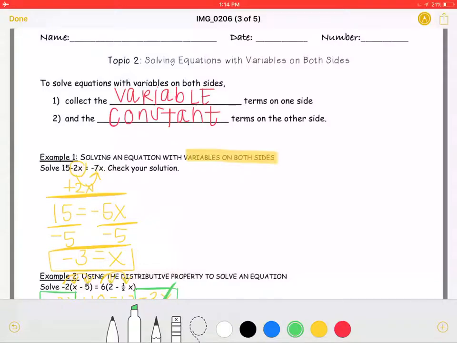Hi class, we are moving on to topic 2. So this is our second 8th grade standard. We're going to work with solving equations with variables on both sides.